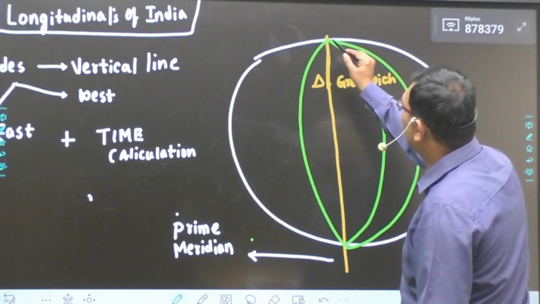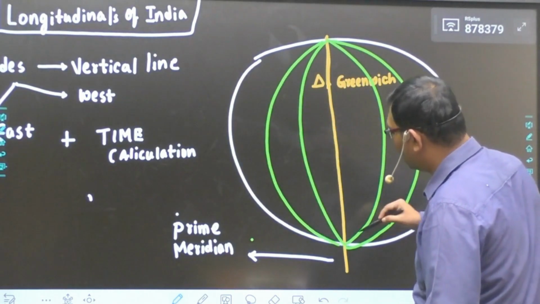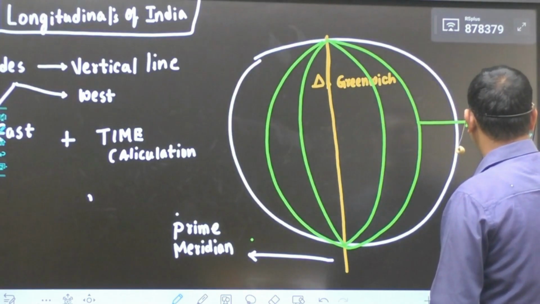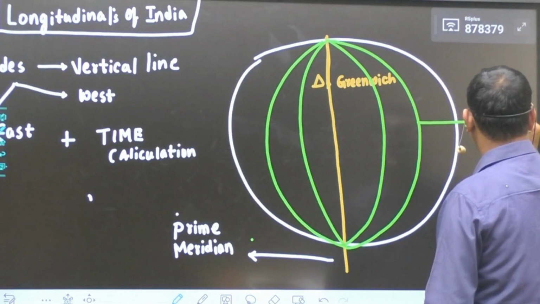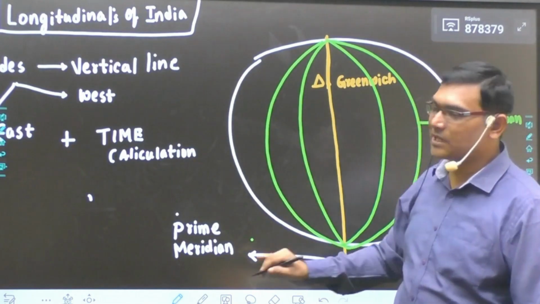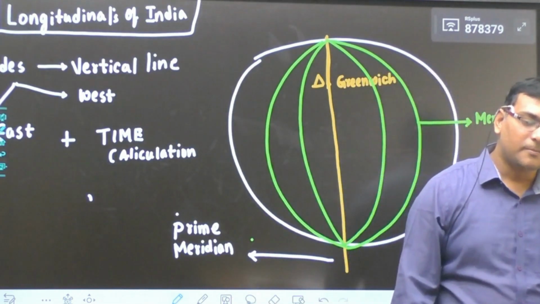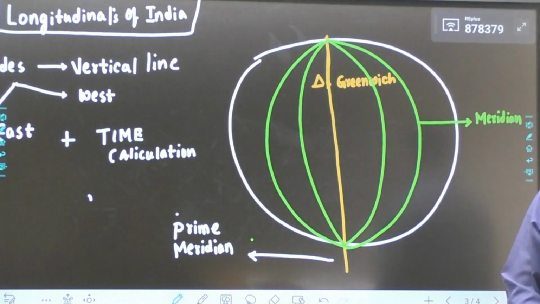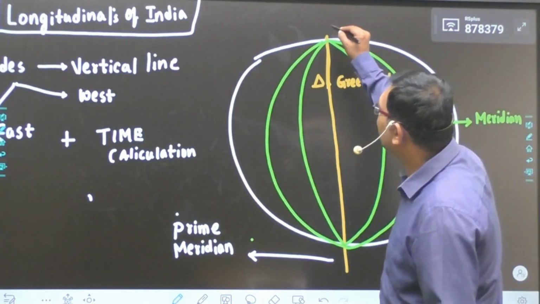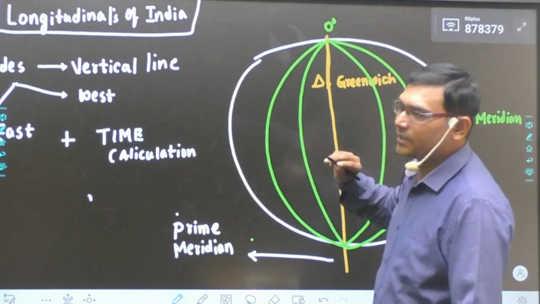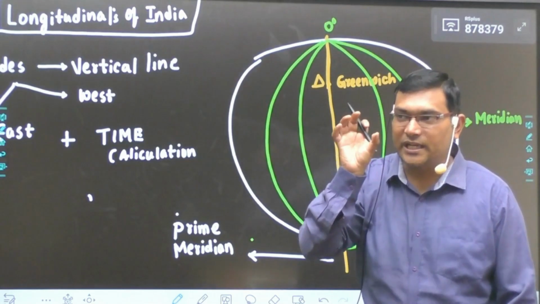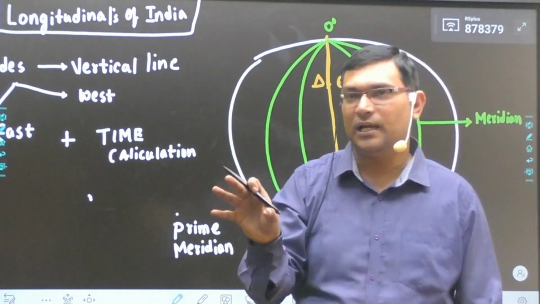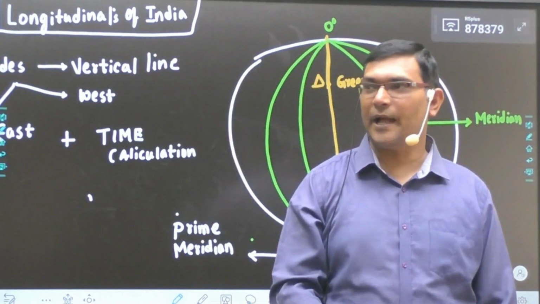Whatever it is, like this. These are called meridian lines. So, prime meridian and meridian. Prime meridian is 0 degree. Yes or no? It passes through the Greenwich place, a village in England or the UK. Am I clear? Yes or no?